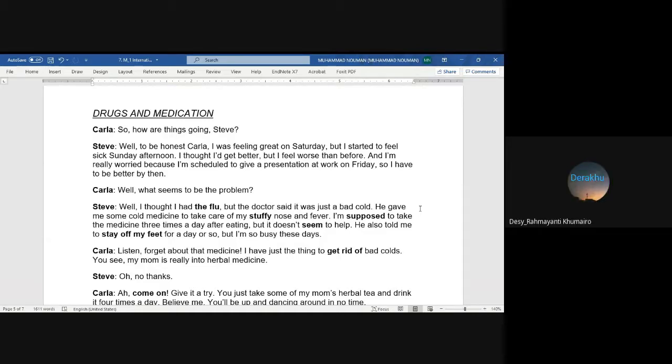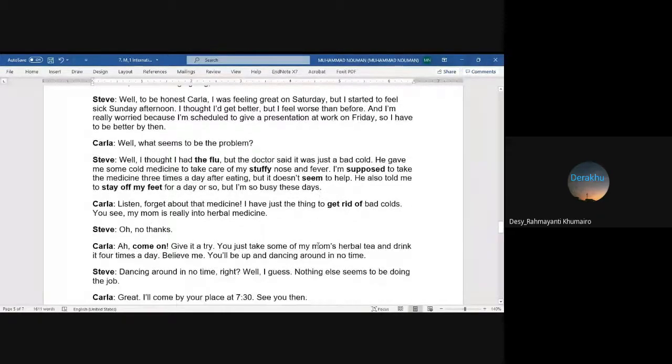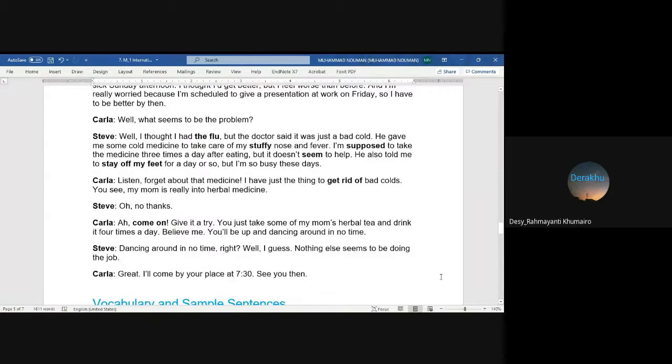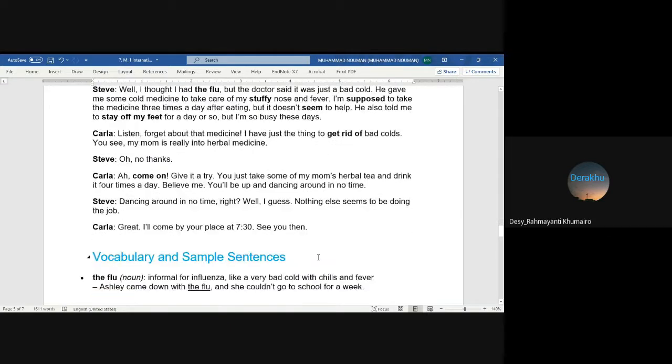Listen, forget about that medicine. I have just the thing to get rid of bad colds. You see, my mom is really into herbal medicine. Oh, no, thanks. Ah, come on. Give it a try. You just take some of my mom's herbal tea and drink it 4 times a day. Believe me, you will be up and dancing around in no time. Dancing around in no time, right? Well, I guess nothing else seems to be doing the job. Great. I'll come by your place at 7:30. See you then. See you.